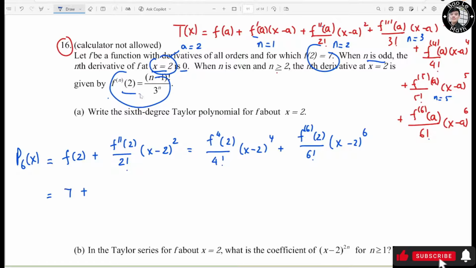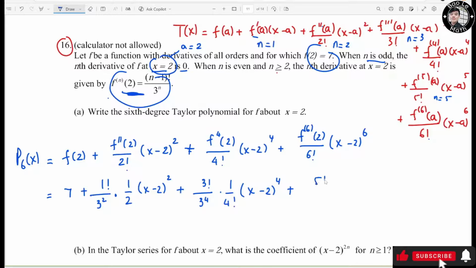Plus, we're going to use the formula right here. So n equals 2, substitute over here, so we have 1 factorial over 3 squared times 1 over 2 times s minus 2 squared, plus n equals 4, substitute over here, so we have 3 factorial over 3 to the 4 times 1 over 4 factorial times s minus 2 to the 4, plus n equals 6, it's going to be 5 factorial over 3 to the 6 times 1 over 6 factorial times s minus 2 to the 6.